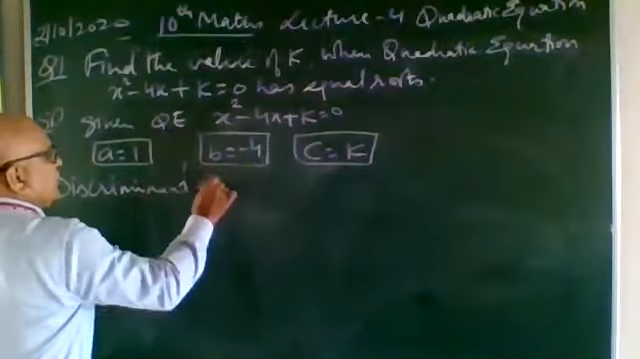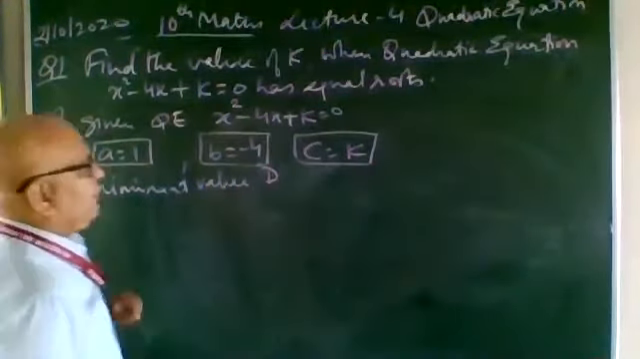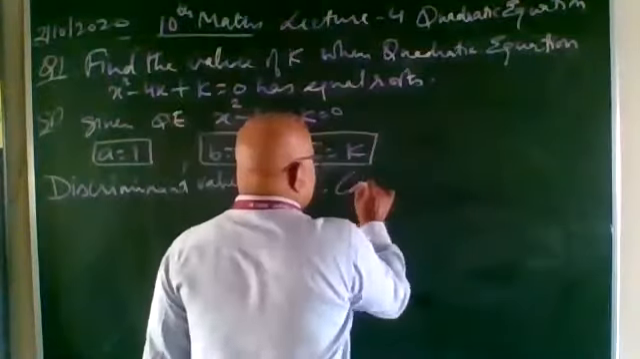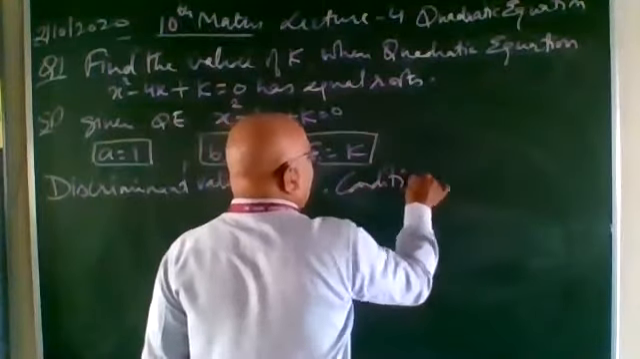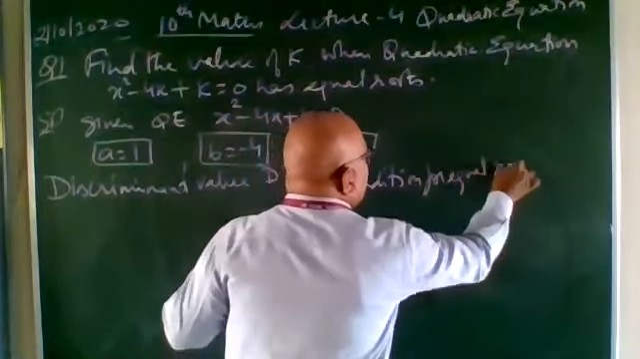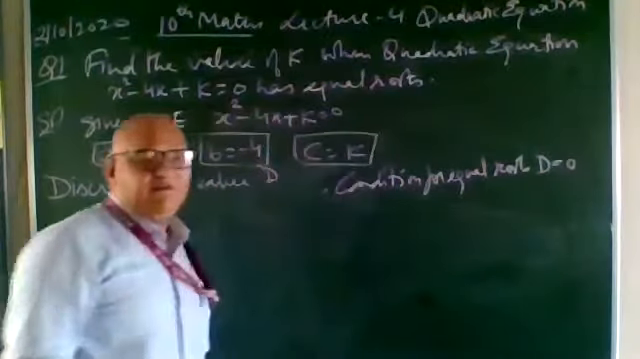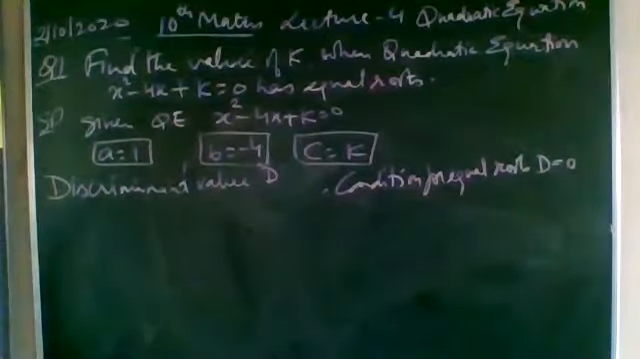Discriminant value. Now, discriminant value d. What condition is given for equal roots? That is d equal to 0. Condition for equal roots is d equal to 0.